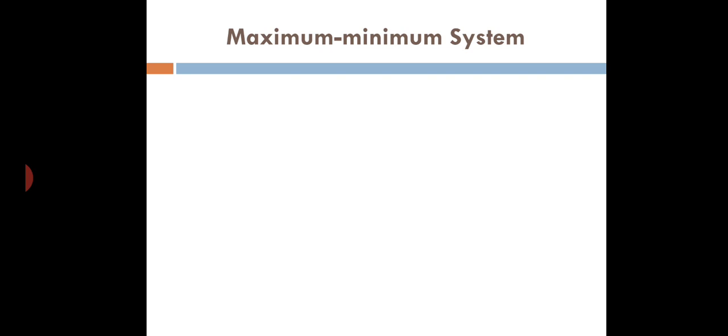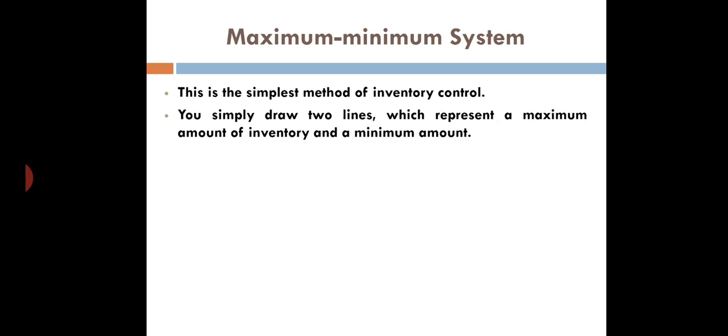Next one is the maximum minimum system, where again instead of 2 bins you are having only 1 bin. In that particular bin you will be having 2 lines. One is your maximum line and the second one is your minimum line. Once you are having your items or products up to the maximum line, you can start utilizing your product, and that will be consumed, and the minimum line will be reached. So when you reach the minimum line, you will be placing your next order. The quantity of that next order will be only enough to reach the maximum level.